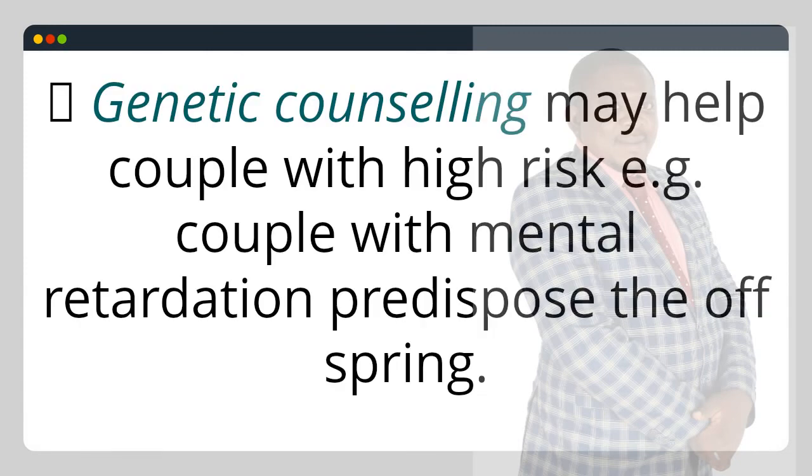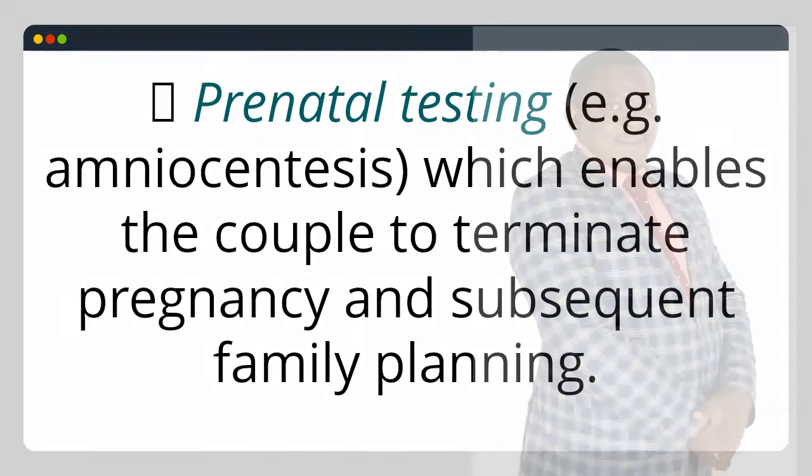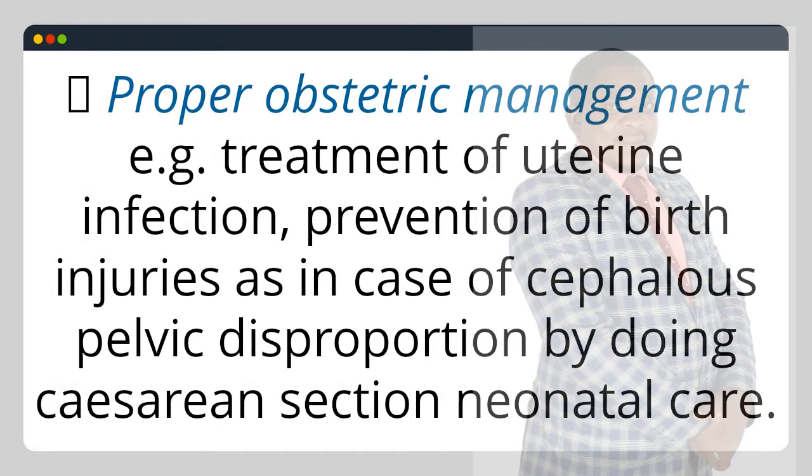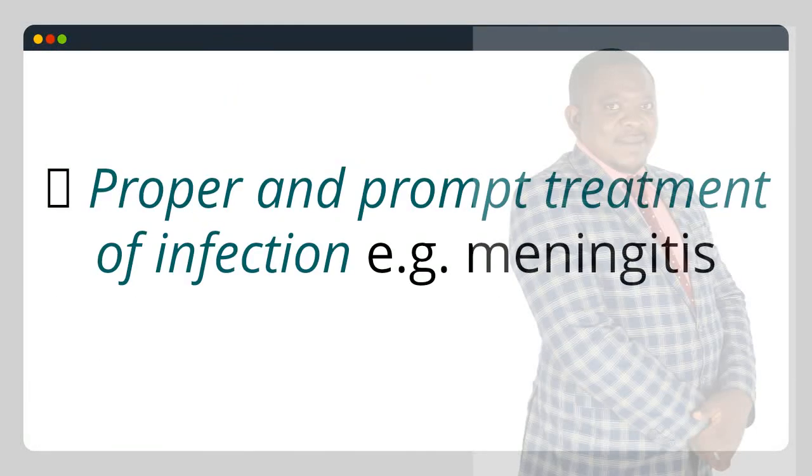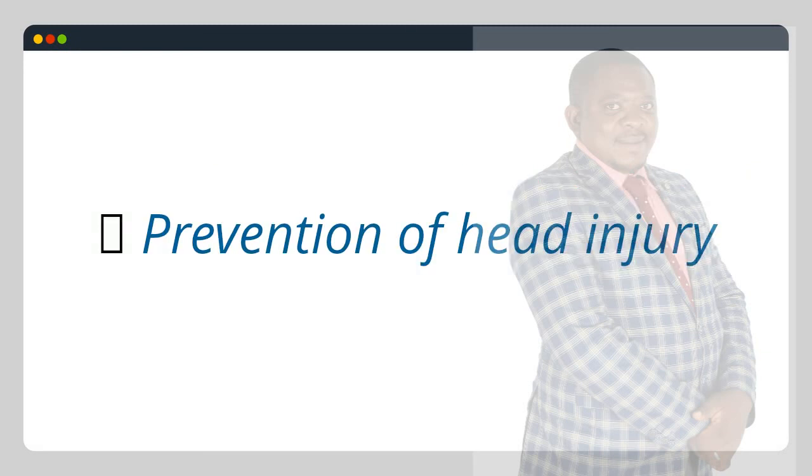Prevention. Genetic counseling may help couples at high risk, e.g. couples with mental retardation who may predispose the offspring. Prenatal testing, e.g. amniocentesis, which enables the couple to terminate pregnancy and plan subsequent family planning. Proper obstetric management, e.g. treatment of uterine infection, prevention of birth injuries, as in case of cephalopelvic disproportion by doing cesarean section, and neonatal care. Proper and prompt treatment of infection, e.g. meningitis. Prevention of head injury.